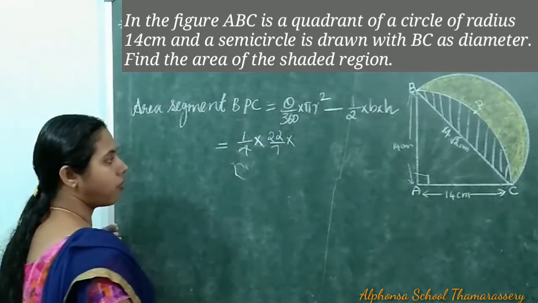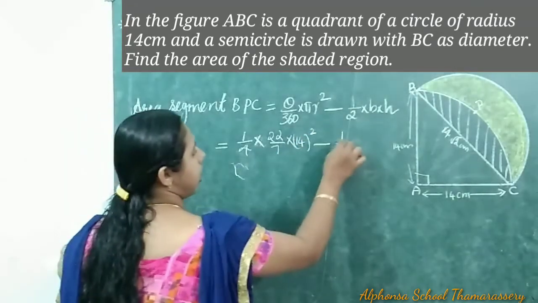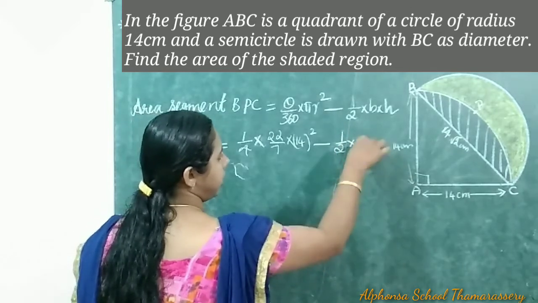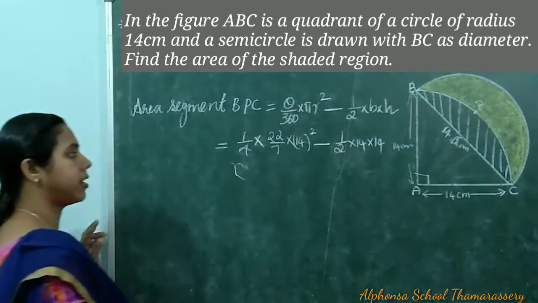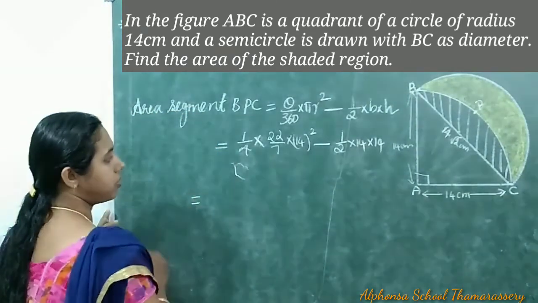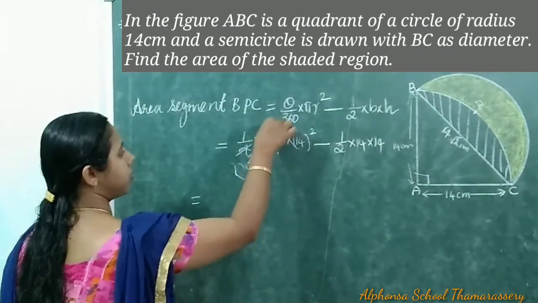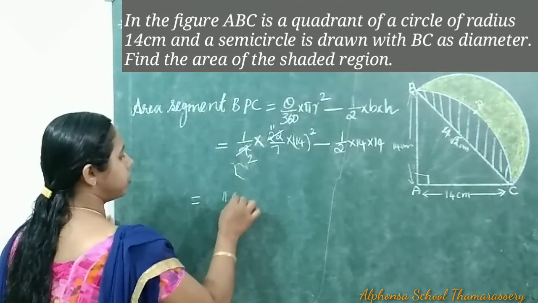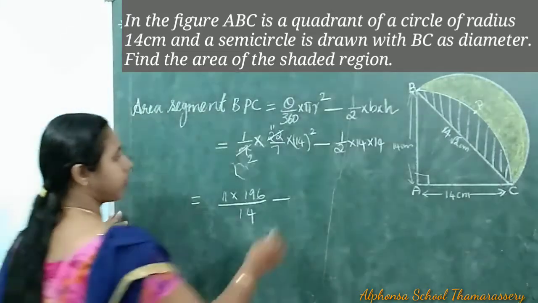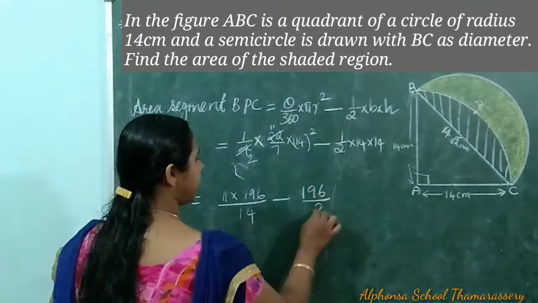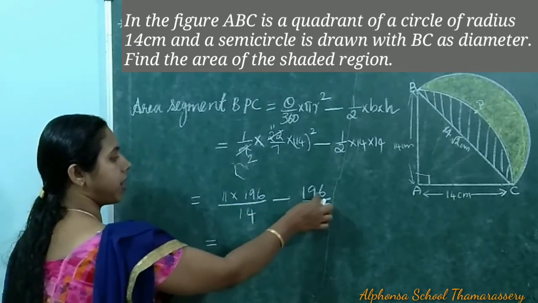Here radius is equal to 14 centimeter. So 14 square minus 1 by 2 into base of the triangle, which is 14, into height of the triangle, also 14. There also 14 square is coming. So that is equal to, here common factors you can cancel, 2 2s are 4, 11 2s are 22. So 11 into 196 by 14 minus 196 by 2.